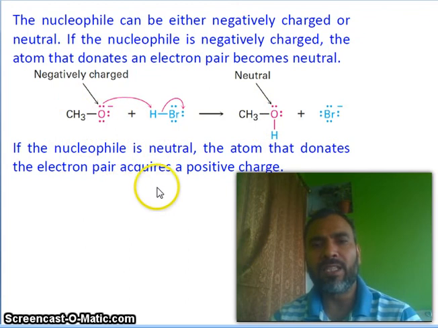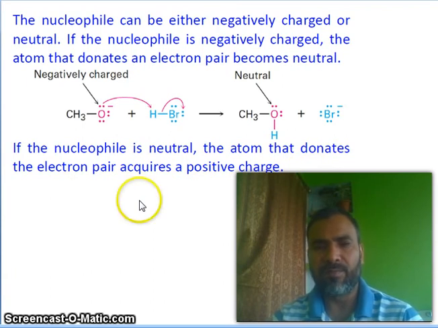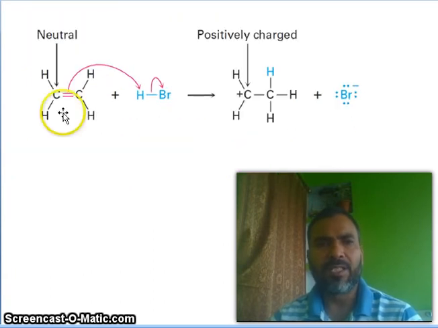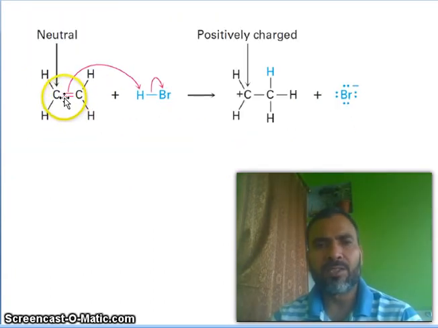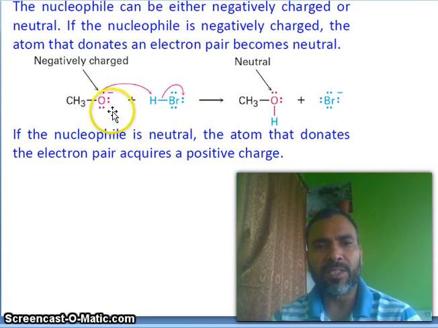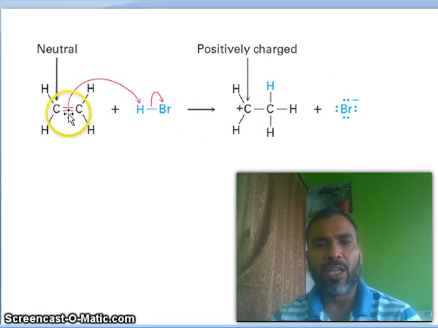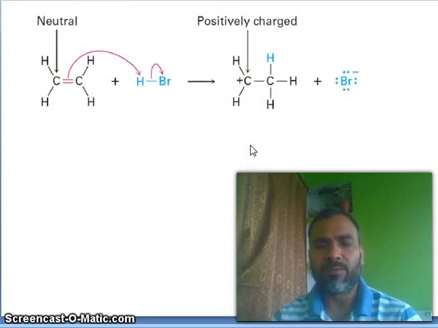If the nucleophile is neutral, the atom that donates the electron pair acquires a positive charge. You see, this is neutral, and now this double bond, through this curve, is giving to this proton, and this one will break, and it becomes positively charged. So if it is negative, it becomes neutral. If it is neutral, then it becomes positively charged.